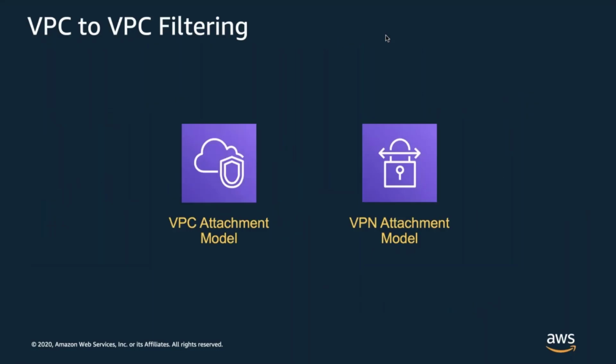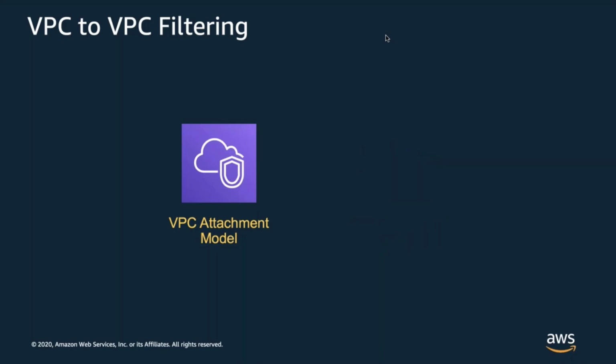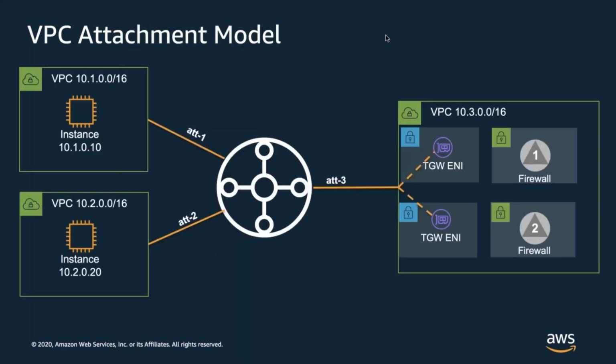Finally, the last filtering model. In this case, we're focused on how we can filter traffic between two different VPCs. Those models are actually similar to what we saw before, the VPC Attachment Model and the VPN Attachment Model, like we saw with the Egress filtering. For the sake of brevity, we'll just focus on the VPC Attachment Model, but just imagine the VPN Attachment Model also works and is supported. So you can pick whichever one of the two. I'm just going to focus on the VPC one today.